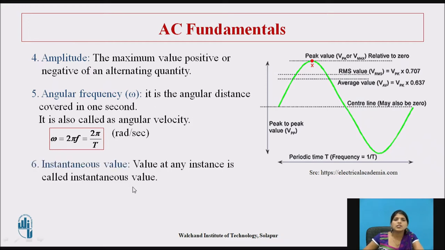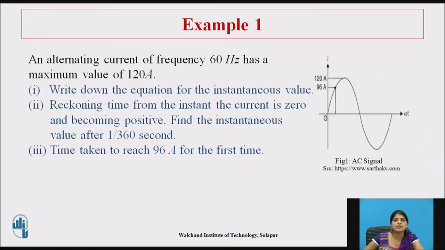Then the next term, instantaneous value, that is represented by small i. The value at any instant is called the instantaneous value. The equation for this is i is equal to Im, the maximum current, into sine omega t. Now with the help of this, we will try to solve the examples based on AC fundamentals.